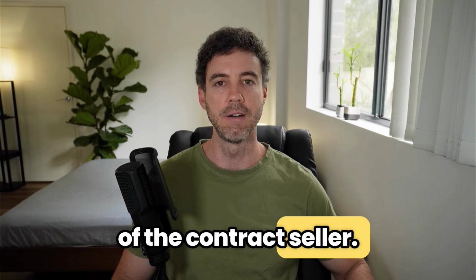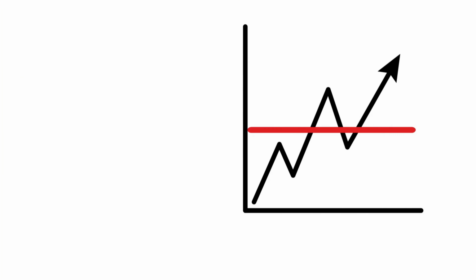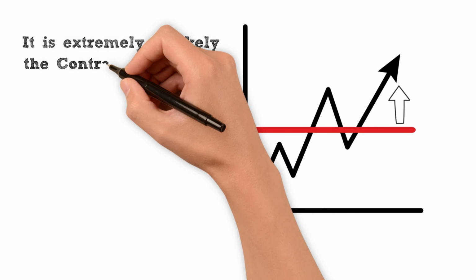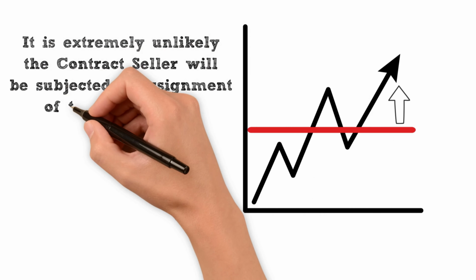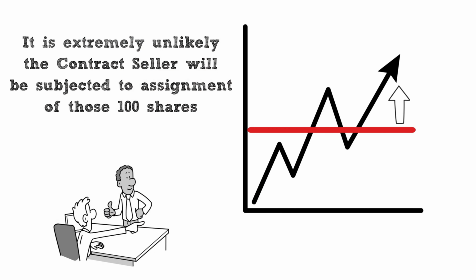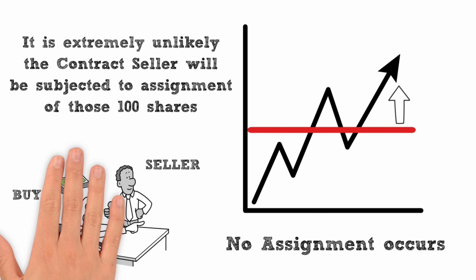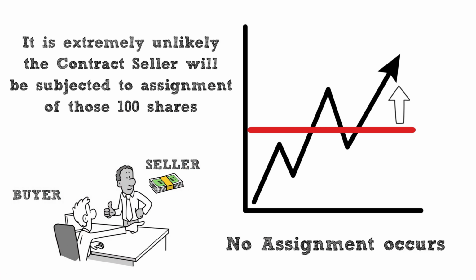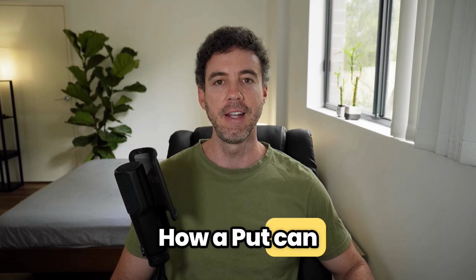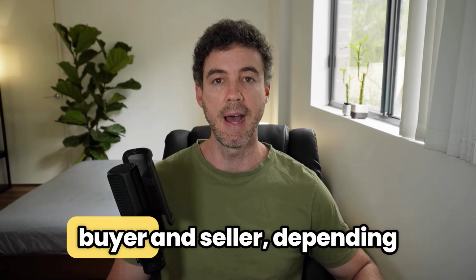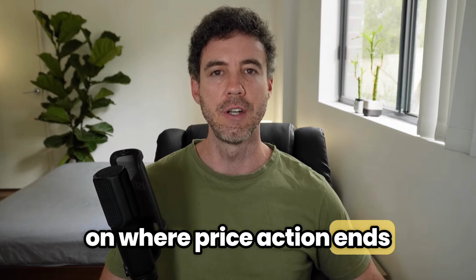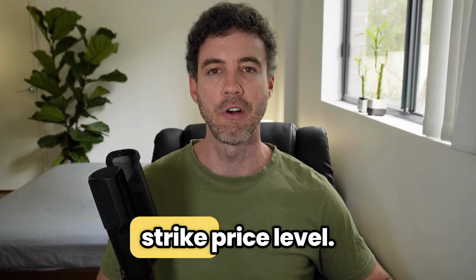Let's take a look at that same example, but from the perspective of the contract seller. If stock price stays above the strike price during the contract period, then it is extremely unlikely that the contract seller will be subjected to assignment of those 100 shares. As explained before, there would just be no point. No assignment occurs. But remember, they received the initial premium from the contract buyer, so this will be a small gain. Hopefully now you've understood how a put can lead to an advantageous transaction for both the buyer and seller, depending on where price action ends up at expiry relative to the strike price level.